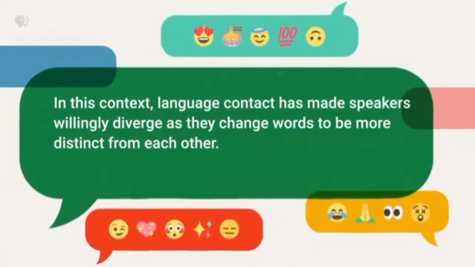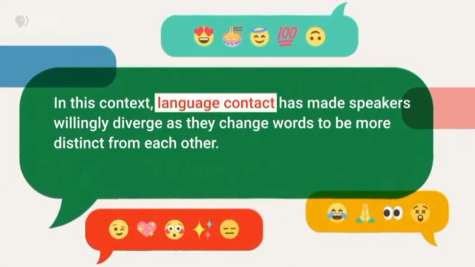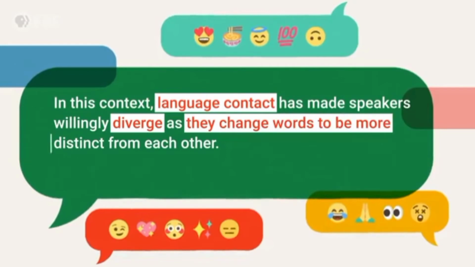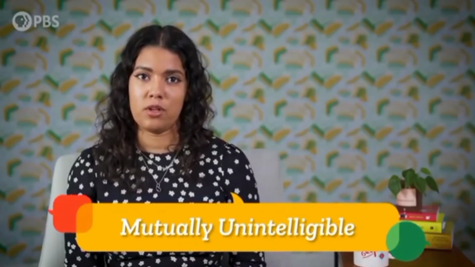On the northernmost island of the Pacific nation of Vanuatu, there are 17 different languages. These languages are all part of the Oceanic language family and have lots in common in terms of their grammar, but have all diverged in their vocabulary. In this context, language contact has made speakers willingly diverge as they change words to be more distinct from each other. If two or more languages aren't understandable to each other, we say they're mutually unintelligible. When you put speakers of mutually unintelligible languages together, they'll use elements of their language to create some basic way of communicating.